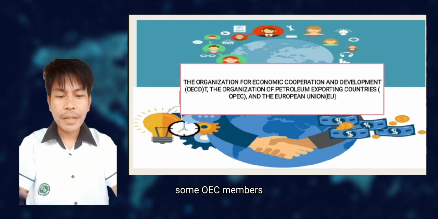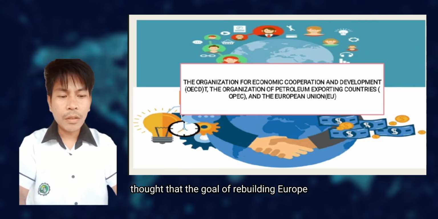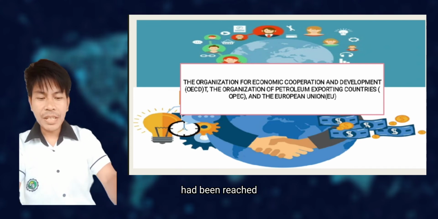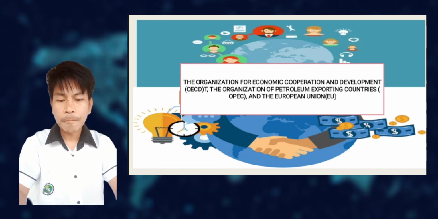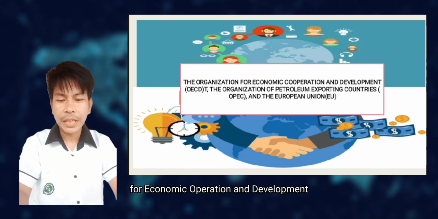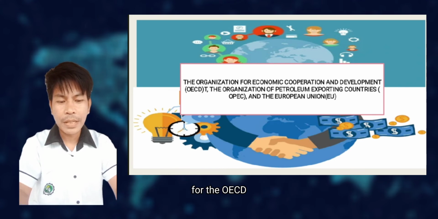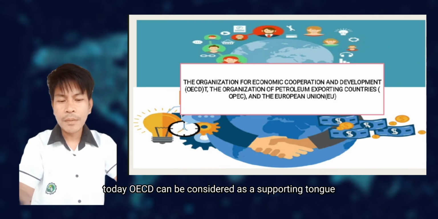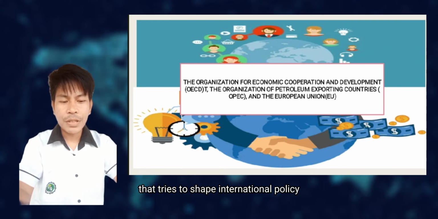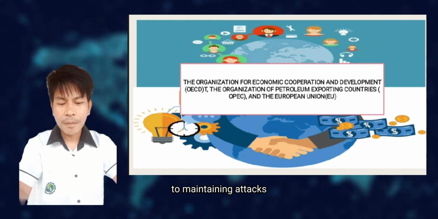Some OEEC members thought that the goal of rebuilding Europe had been reached, and as such the organization was reformed in 1961, and its name changed to the Organization for Economic Cooperation and Development, or the OECD. To highlight its broader global scope today, the OECD can be considered a super think tank that tries to shape international policy, from publishing papers and databases to maintaining a tax haven blacklist, assisting the academic performance of students from various countries.